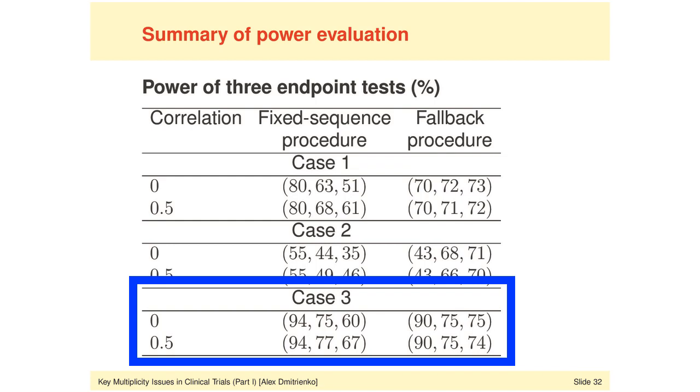And the results for the second and third endpoints are either comparable to the fixed sequence procedure, or sometimes they're even slightly better. So to summarize, when we review those 3 cases that represent either almost the least favorable configuration or sometimes a favorable configuration for the fixed sequence procedure, when we summarize those simulation results, we see that the fallback procedure provides flexibility and more stable performance with a little bit of power loss for the first endpoint compared to the basic fixed sequence procedure.